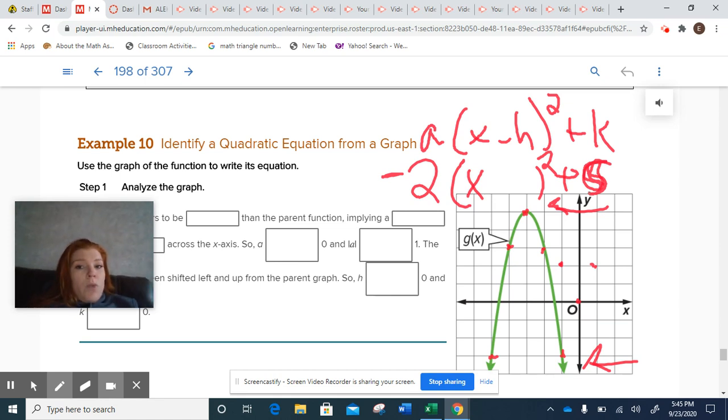And then I go left and right. So it looks like I went to the left 3. I'm looking at the vertex. My vertex went left 3. But remember, it's not a negative 3 that you put in there. It's technically going to be opposite. So it should be a plus 3. Okay.